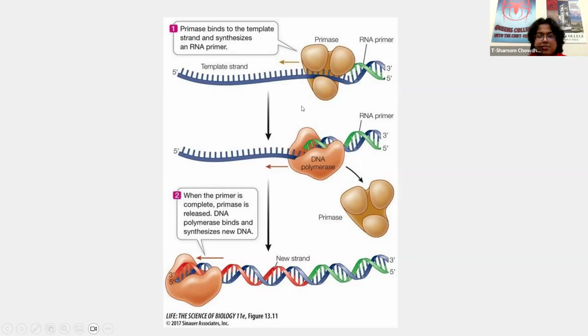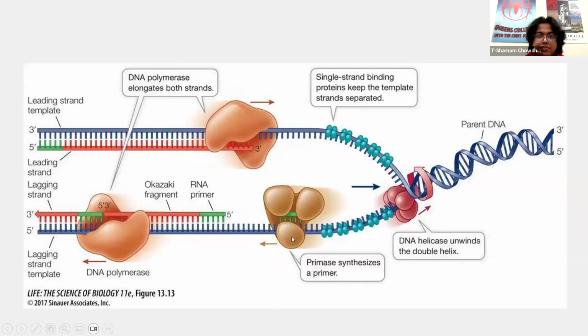So primase binds to the template strand, synthesizes an RNA primer, and then when the primer is complete, the primase is released. After the primase is released, DNA polymerase binds to the template and starts to create a new strand of DNA. The only point of the primer is as a starting strand. As you see here, this green part is only the starting strand. The primer doesn't actually continue the whole way. It's just a way of letting the DNA polymerase know where to start from.